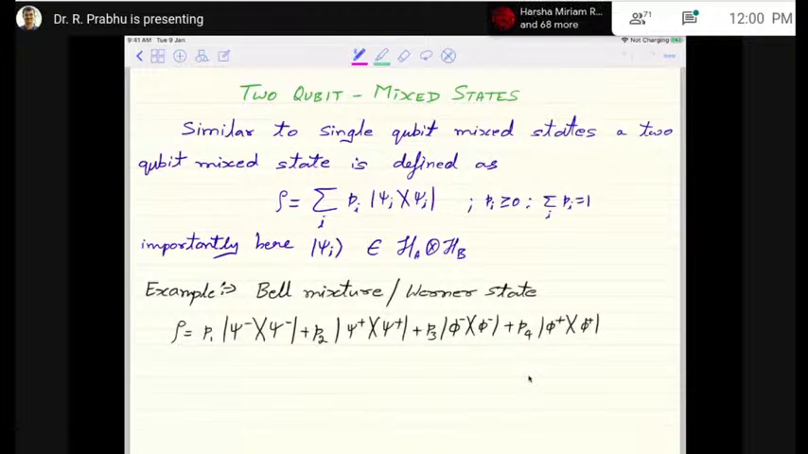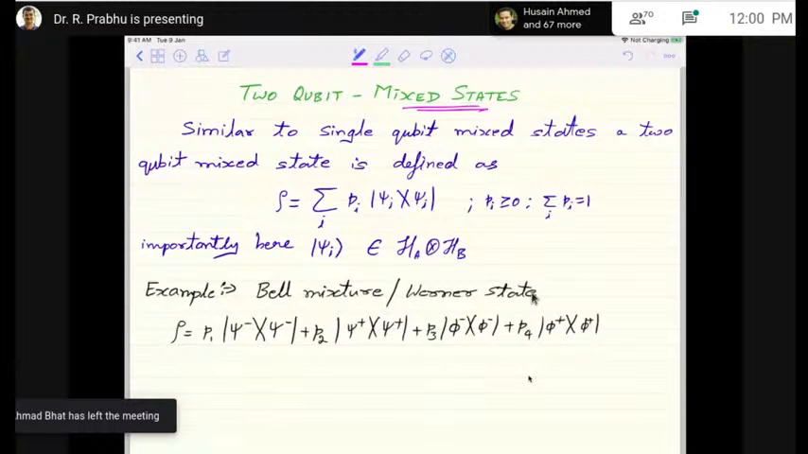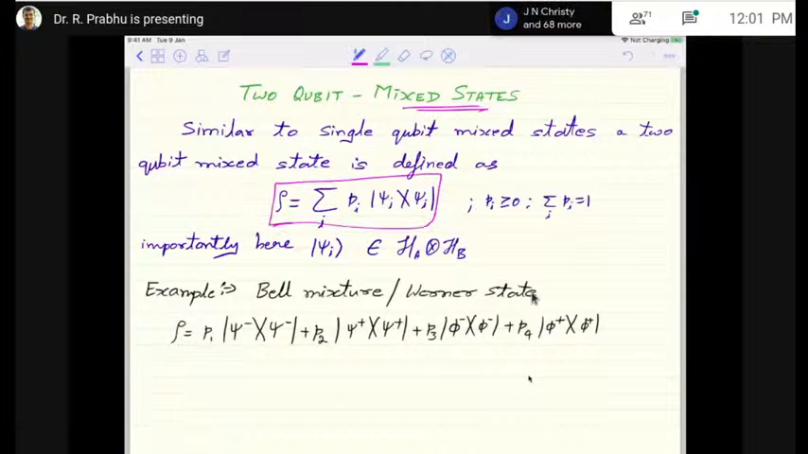Now let us come to the 2-qubit. I will now concentrate on the mixed state. Till now, whatever 2-qubit states I wrote about were pure states. Similar to the single-qubit mixed state, a 2-qubit mixed state is defined like this. It is exactly the same definition. However, here the psi i's represent 2-qubit states, belonging to my H_A tensor H_B Hilbert space.